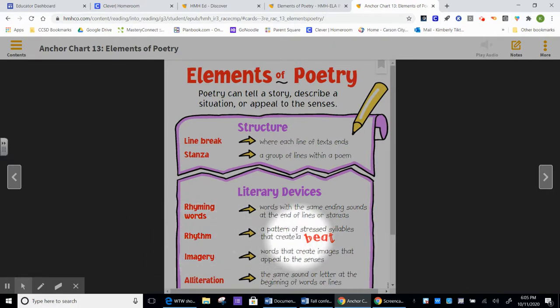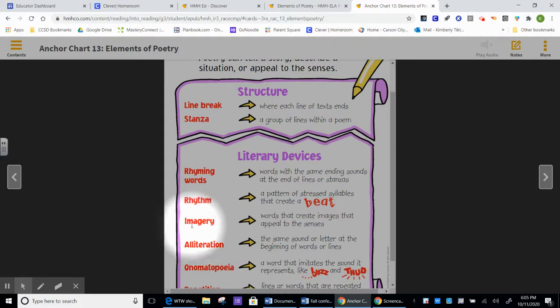Rhythm is a pattern of stressed syllables that create a beat. Makes it really fun to read. Imagery. Words that create images that appeal to the senses. You'll notice that several of your poems that you're reading this week have a very nice use of imagery that really appeal to the senses.